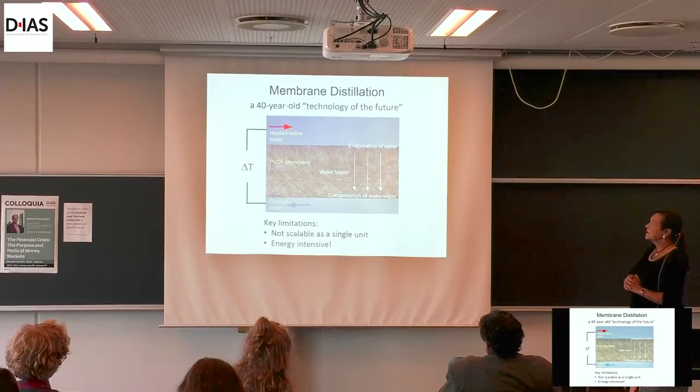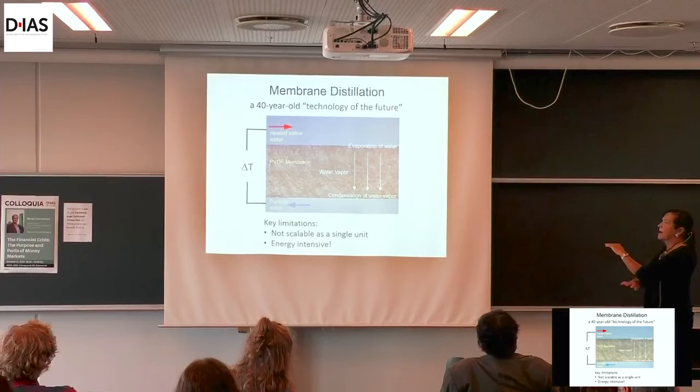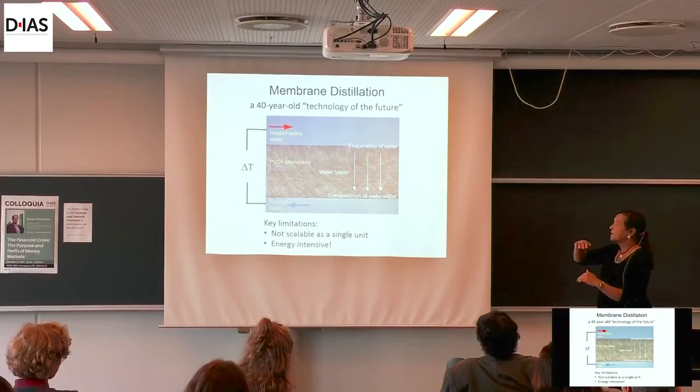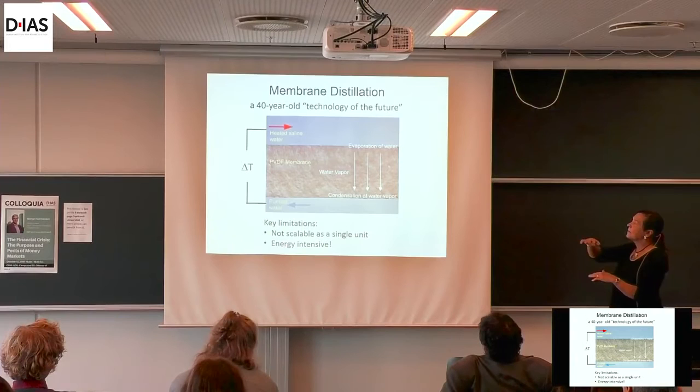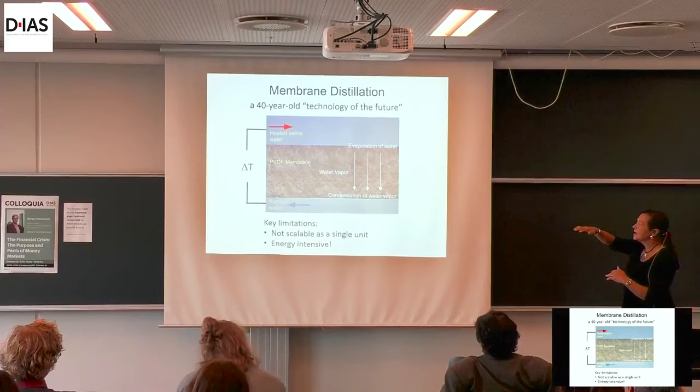So the idea is you have a membrane and you have water, the salt water that you want to purify is on one side of the membrane and the purified water flows on the other side of the membrane. So we're sort of looking at this as a counter flow. If you have a temperature difference between the hotter water, it can just be a few degrees temperature difference, hotter water on one side and the cooler water on the other side, this temperature difference sets up a vapor pressure difference so that across the membrane you'll actually have a vaporization within the membrane and a condensation on the other side.